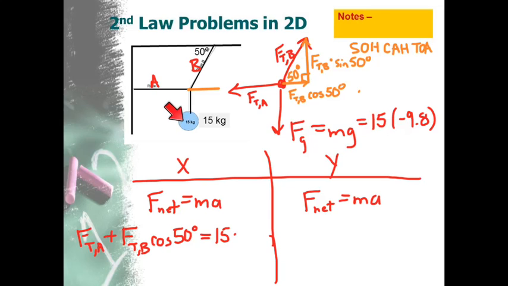Now, this problem isn't telling me that this is accelerating up, down, left, or right, so my acceleration is 0. Okay, because we can assume it's staying at rest. Well, 15 times 0 is just 0, so we can just put a little arrow there and say that equals 0.